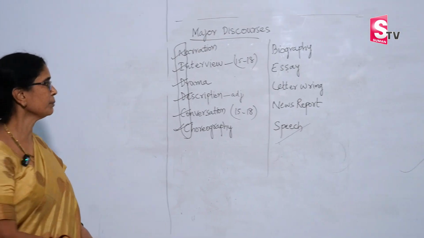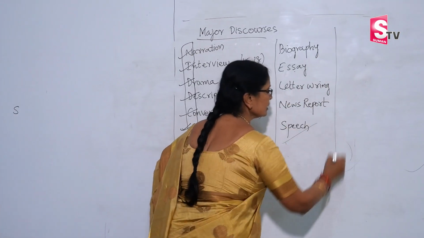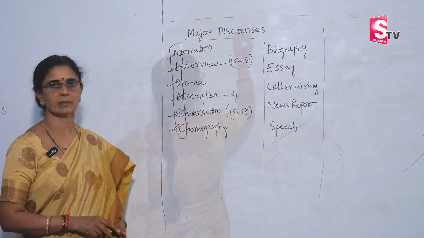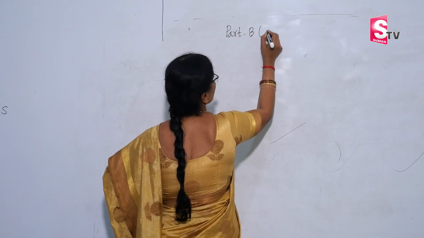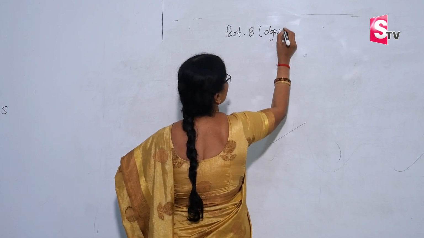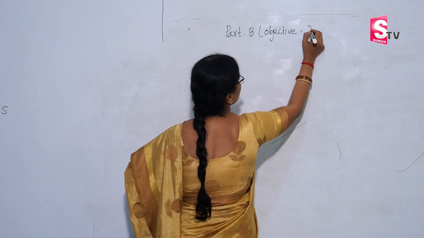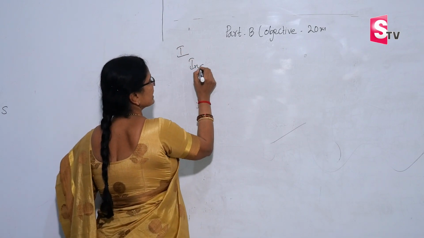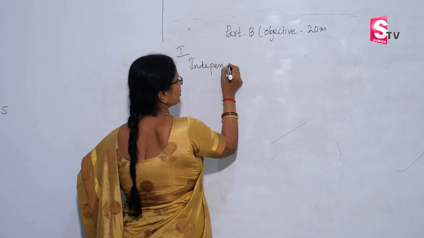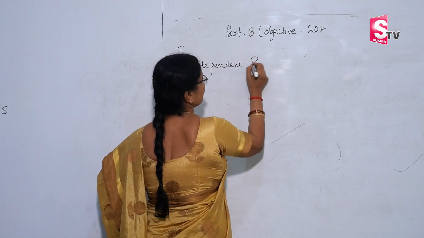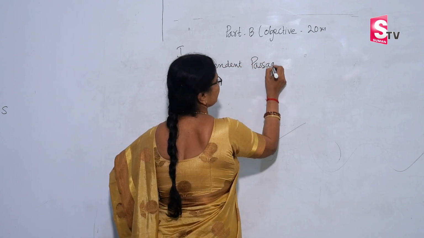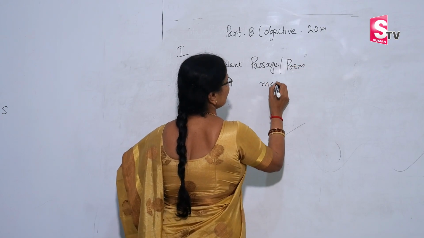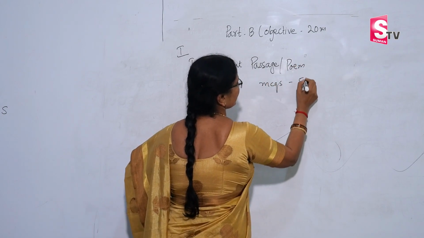Now coming to part B. So this is about part A, which is for 60 marks. Now part B is completely objective and this is for 20 marks. Now the first one, as I've told you, is the independent poem or passage, which comes under reading comprehension only. Independent passage or poem, all MCQs only, 5 into 1, 5 marks.